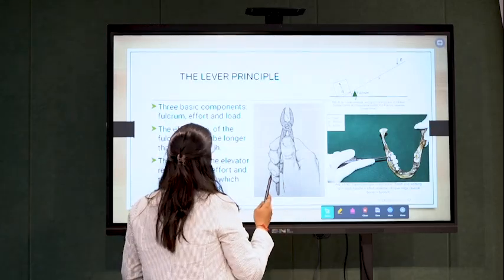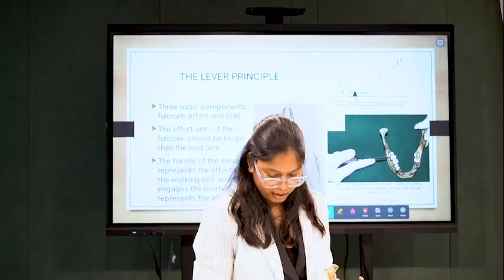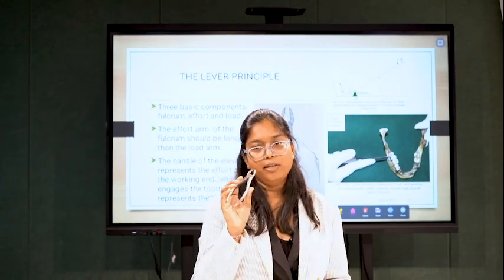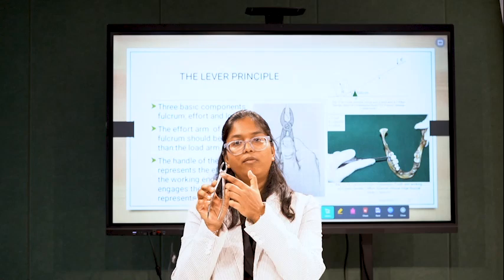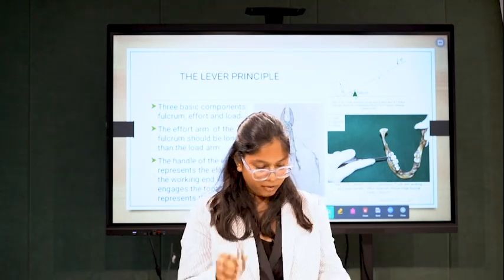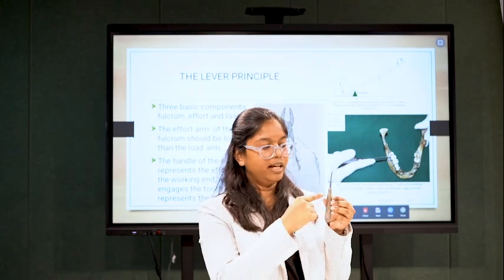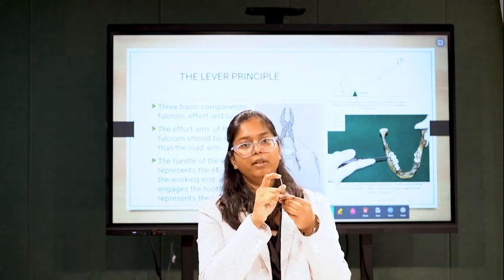So when we talk about forceps and elevators, how is it to be understood? See, this is the forceps: this is your effort arm, this is your fulcrum, the hinge will be the fulcrum, and the working end will be your resistance arm or load arm. The same goes for the elevator. The handle is your long arm, this will be your fulcrum, and the working end will be your load arm.